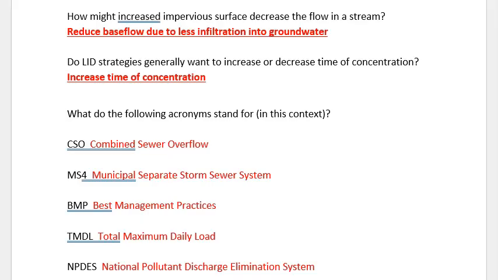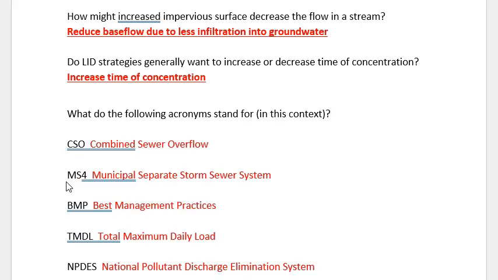So the problem with paving everything is we have more runoff, right? That's the problem we're trying to solve. How might increased impervious surface decrease the flow in a stream? Well, you do have more runoff quickly, but if it's not infiltrating into the ground, it's not going to go through the ground and then come out into the stream as groundwater. So we can actually reduce the base flow in a stream because we have less infiltration into the groundwater.